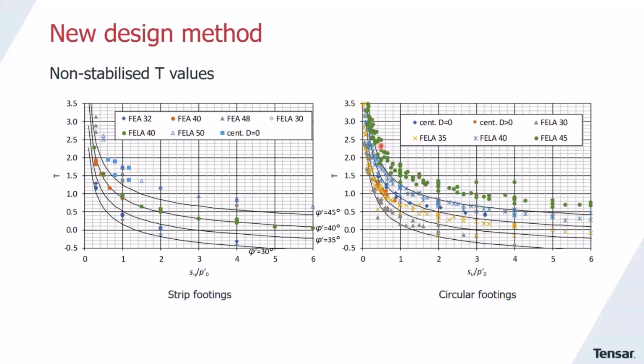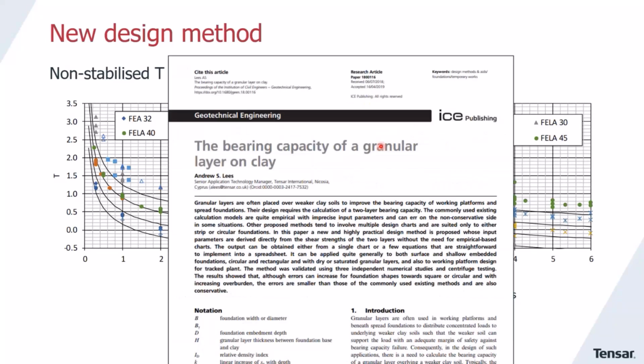So in this way, we were able to pretty confidently derive a new methodology for defining the bearing capacity of a working platform without even taking into account a geogrid. So this is simply without any geogrid, we were able to devise the new methodology. And of course, this one is also publicly available for review in a paper.